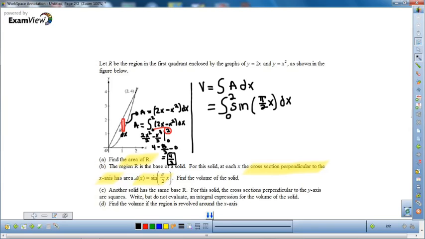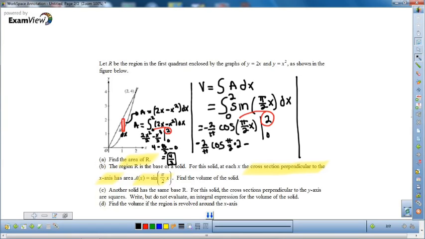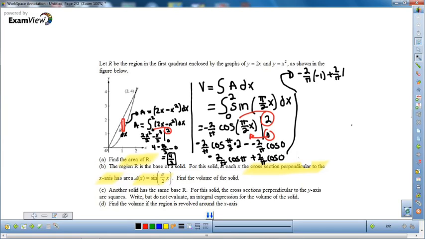Then I'm going from 0 to 2, so finding the antiderivative, we're going to substitute 2, and then be careful, substitute 0, because cosine of 0 does have a value, and it's 1. So I'm going to get 4 pi as my answer.